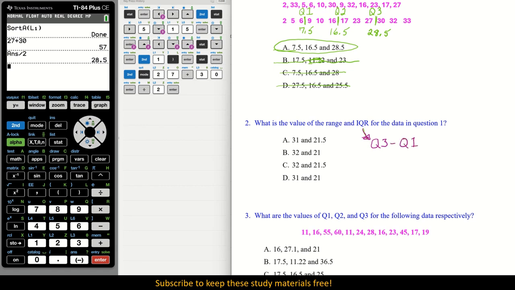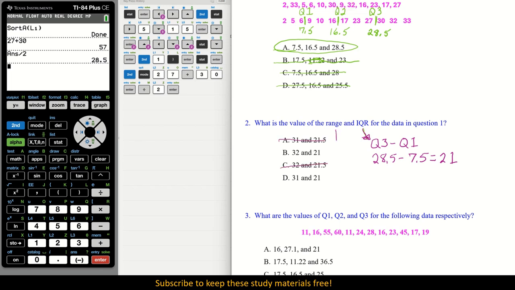And in our situation, that is 28.5 minus 7.5, which gives us 21. Okay, well, that leaves us with B and D.